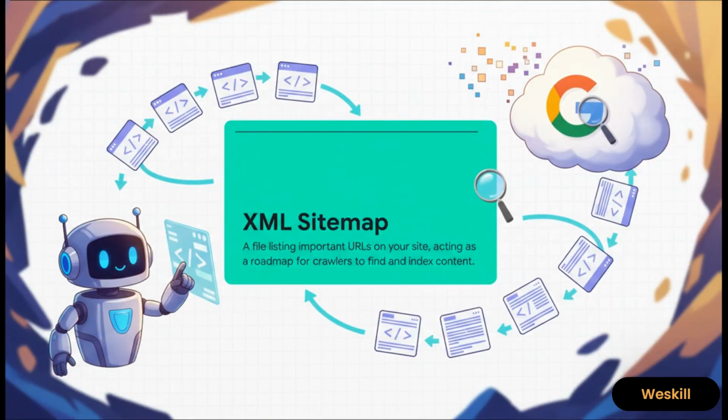And let's be super clear about something. An XML sitemap is not for your human visitors. Not at all. It's a file written in a language that bots understand. It's basically you saying, hey Google, here's a list of all the pages I think are important. Please don't miss a single one. It's your official inventory for search.